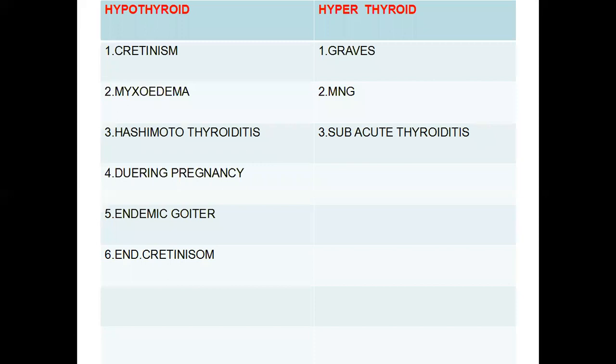The diseases of the thyroid gland are mainly divided into hypothyroid and hyperthyroid. In hypothyroid, we have cretinism, myxedema, Hashimoto thyroiditis, hypothyroidism during pregnancy, endemic goiter, endemic cretinism. These are the different diseases regarding hypothyroidism. In hyperthyroidism, we have Graves, multinodular goiter, subacute thyroiditis.